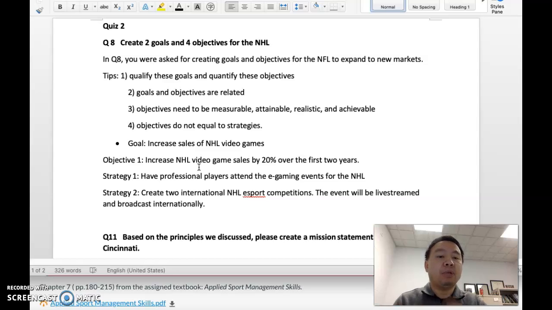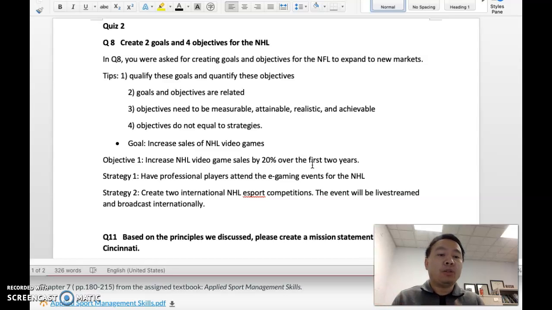Your objective needs to be related to the goal and quantified. So they said: increase NHL video game sales by 20% over the first 2 years. When you look at this objective, we quantify the goal. The goal is to increase video game sales, and the objective is to increase video game sales by what percentage, and over what time period: the first 2 years. This objective is very clear, it quantifies the goal, and it is also measurable.